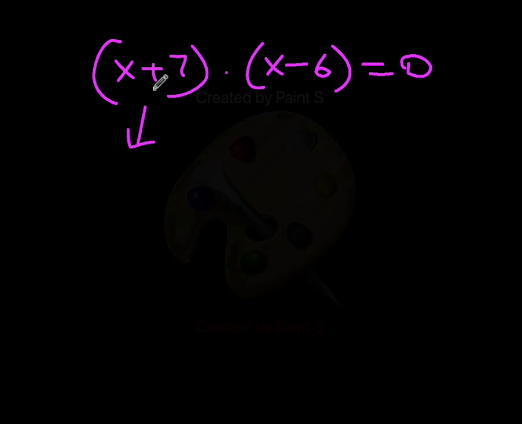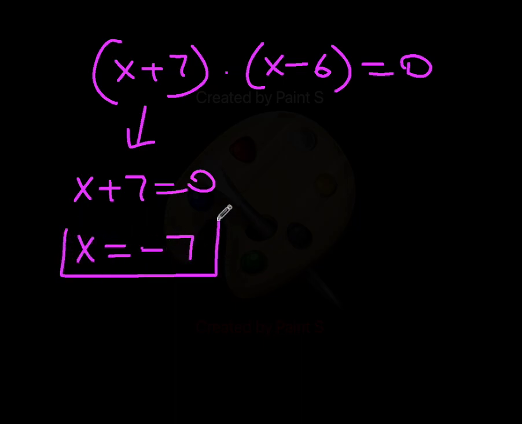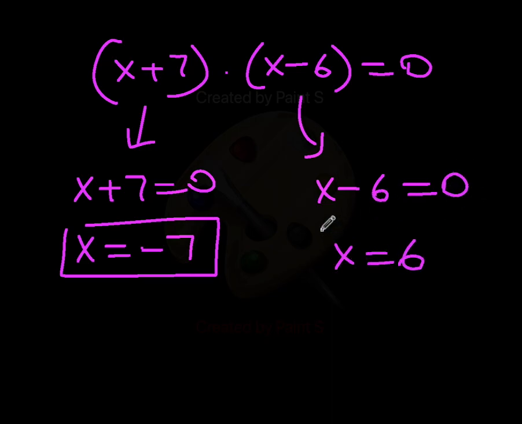If I think of this factor to be equal to 0, x plus 7 equals 0. Now if I subtract 7 from both sides, we get x equals negative 7. So this is one of the solutions of the quadratic equation. Now if you think about the other factor to be equal to 0, we have x minus 6 equals 0. Adding 6 on both sides, we get x equals 6. So the two solutions, or the two roots, of our quadratic equation are x equals negative 7 and x equals 6. So in this example, we learned how to solve a quadratic equation by the method of factoring.